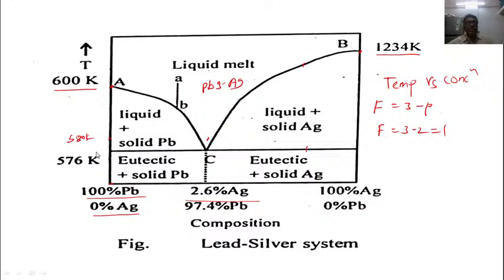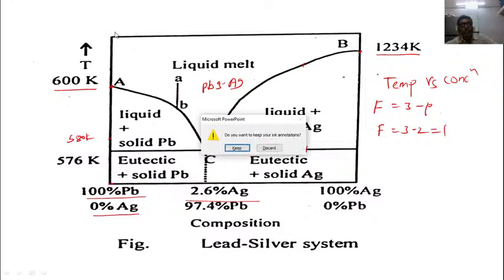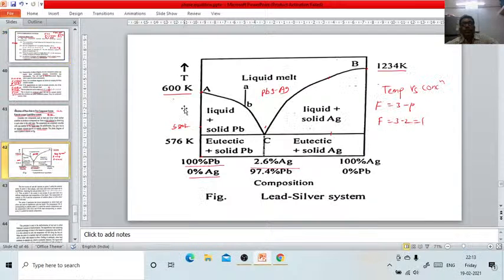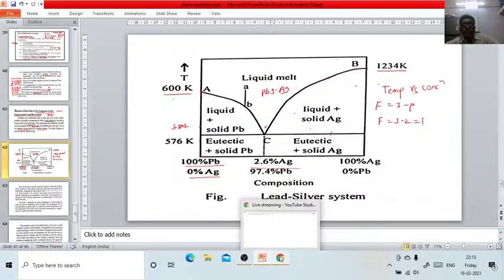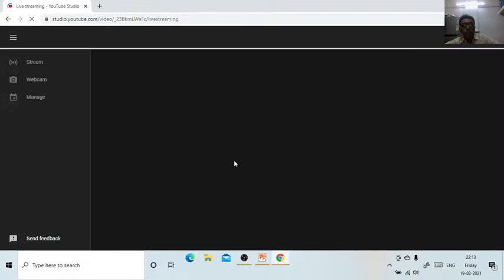So this is the lead silver system, a very important system. Particularly this system can be used for the separation of the silver from the lead. So today we have discussed the two component system for the lead silver system.